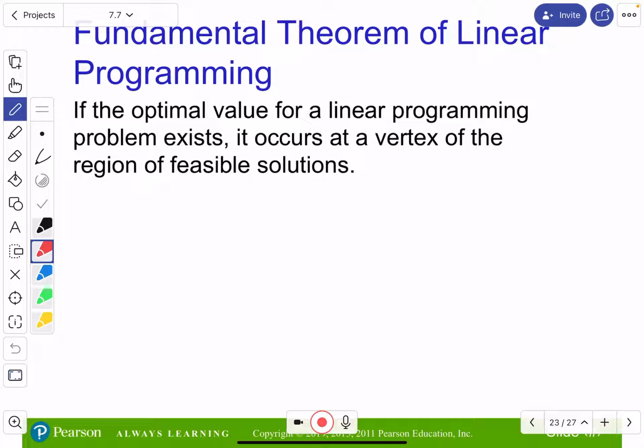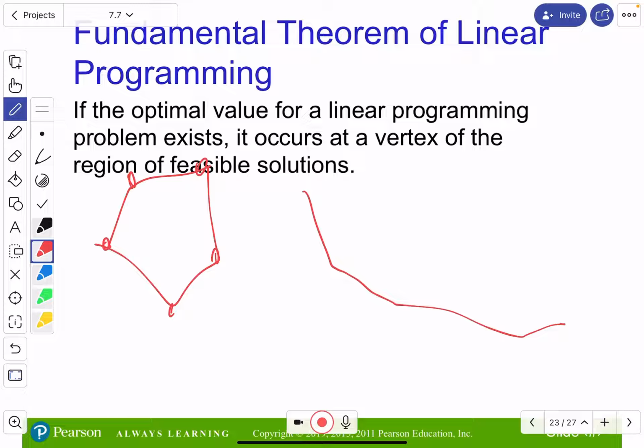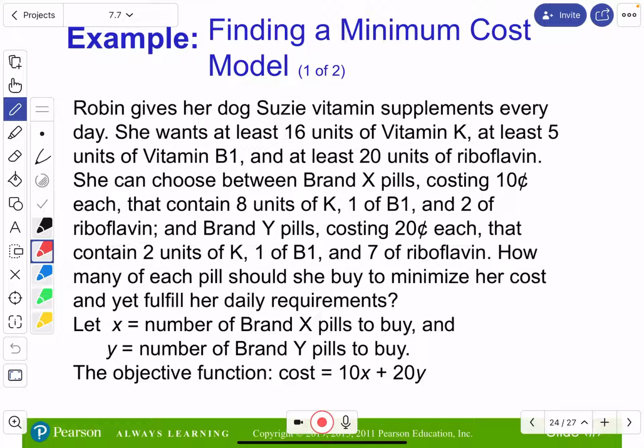If there is an optimal value, it's at the corners. So if you have a closed shape, you find each corner. If it's an open shape and everything goes on forever, you just find those break points along the edge that you can get from the axis to the axis. So you guys try this one. Try making your equations, try graphing it, and then watch me go through it.